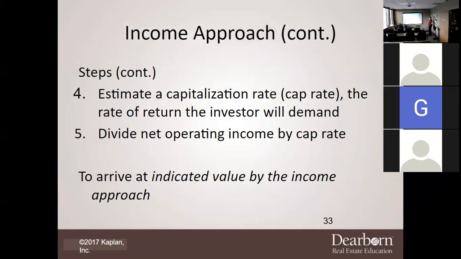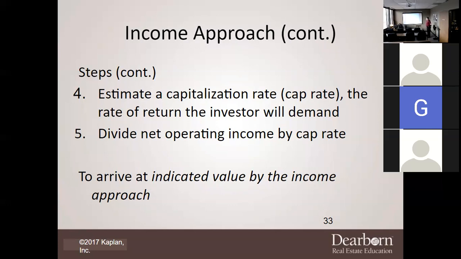You then estimate what's called the cap rate, which is the rate of return that the investor wants to seek, and that always varies. And then you divide the net operating income by the cap rate, and you arrive at your indicated value by the income approach. And don't freak out. I'm going to put some supplemental videos up for y'all to watch and review.